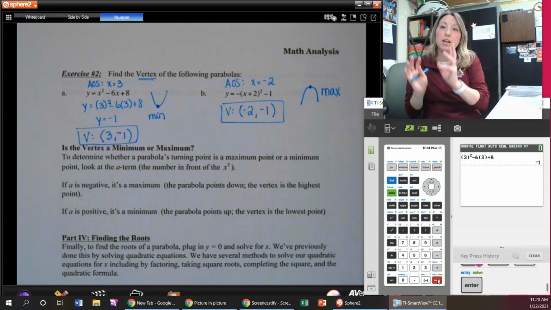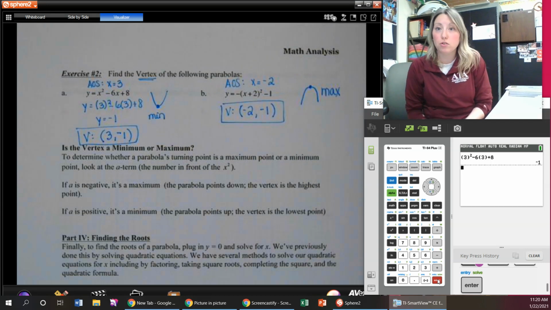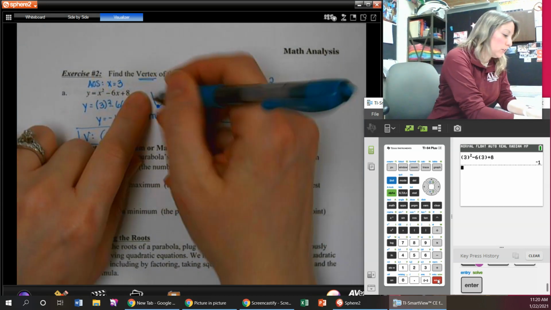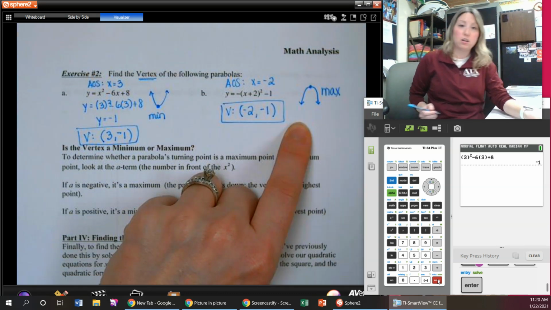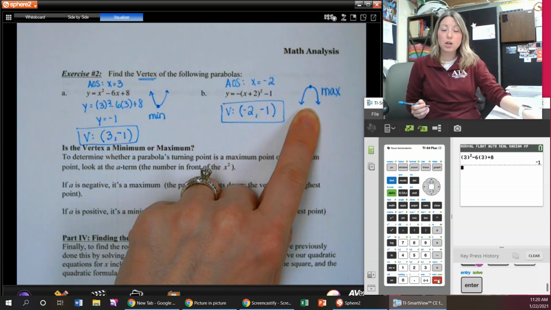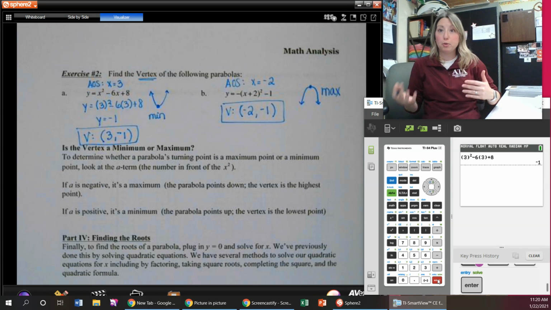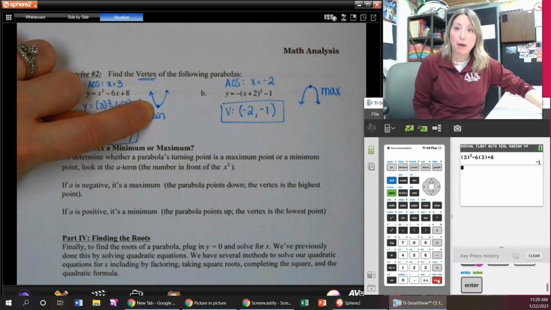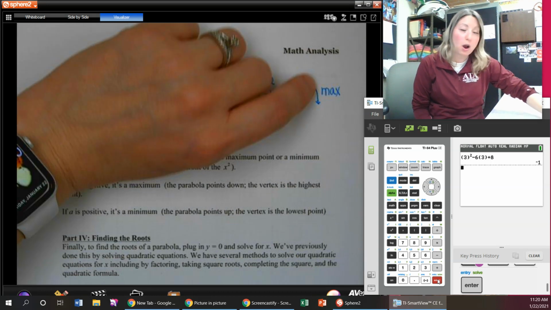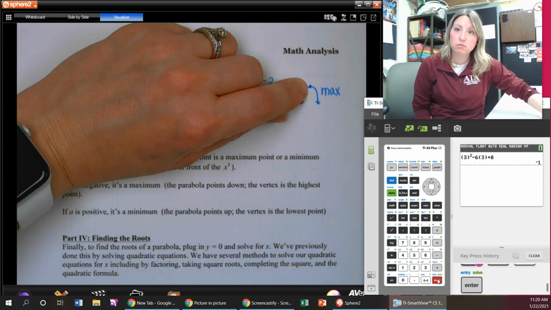A parabola can't have both a max and a min. It's one or the other. Because, of course, as we know, this continues on to infinity from here, or this continues on to negative infinity from here. So it's either the top or the bottom, one or the other. Smiley face parabolas have a bottom. Frowny face parabolas have a top. That's it.